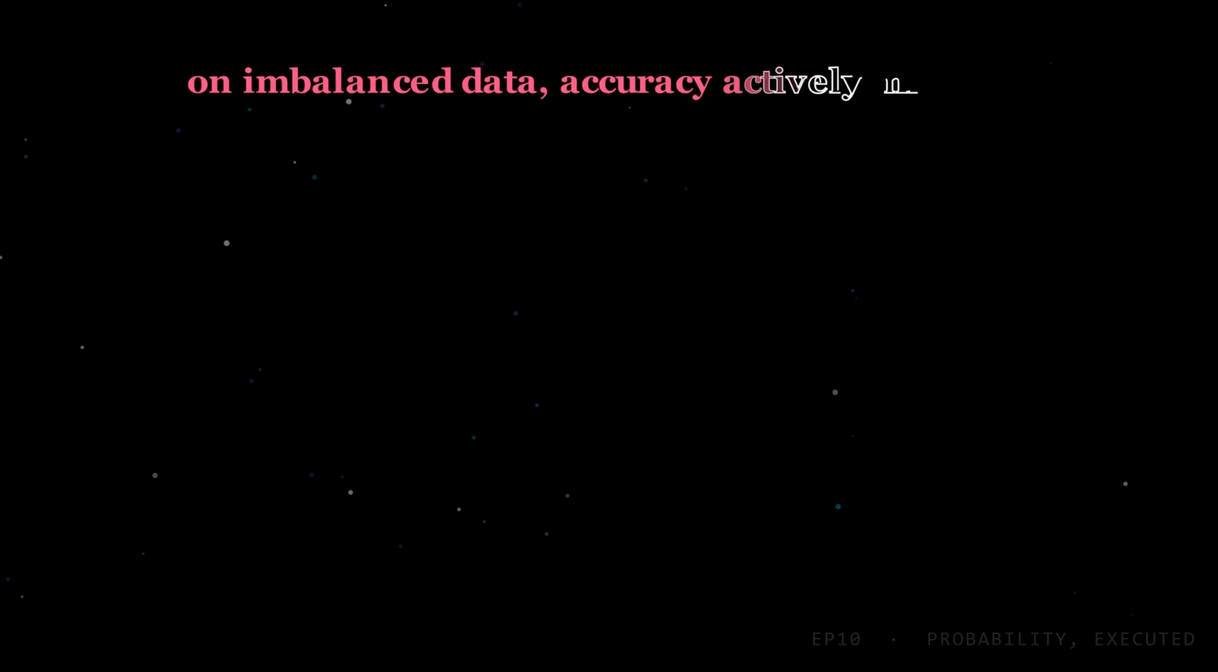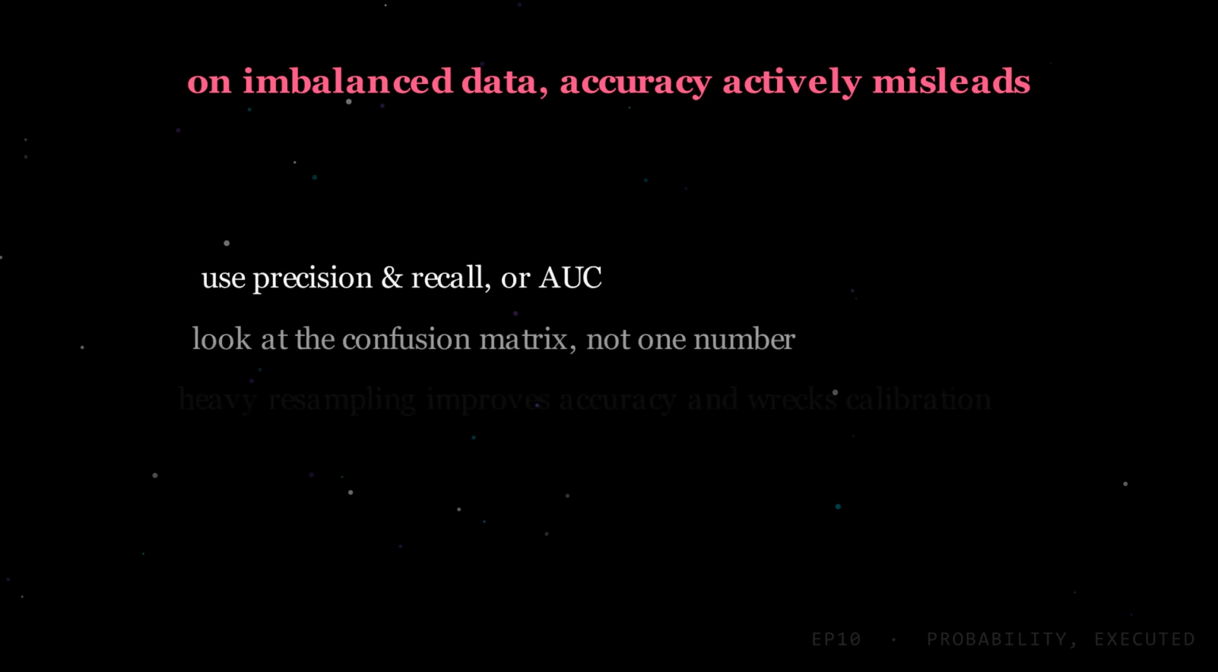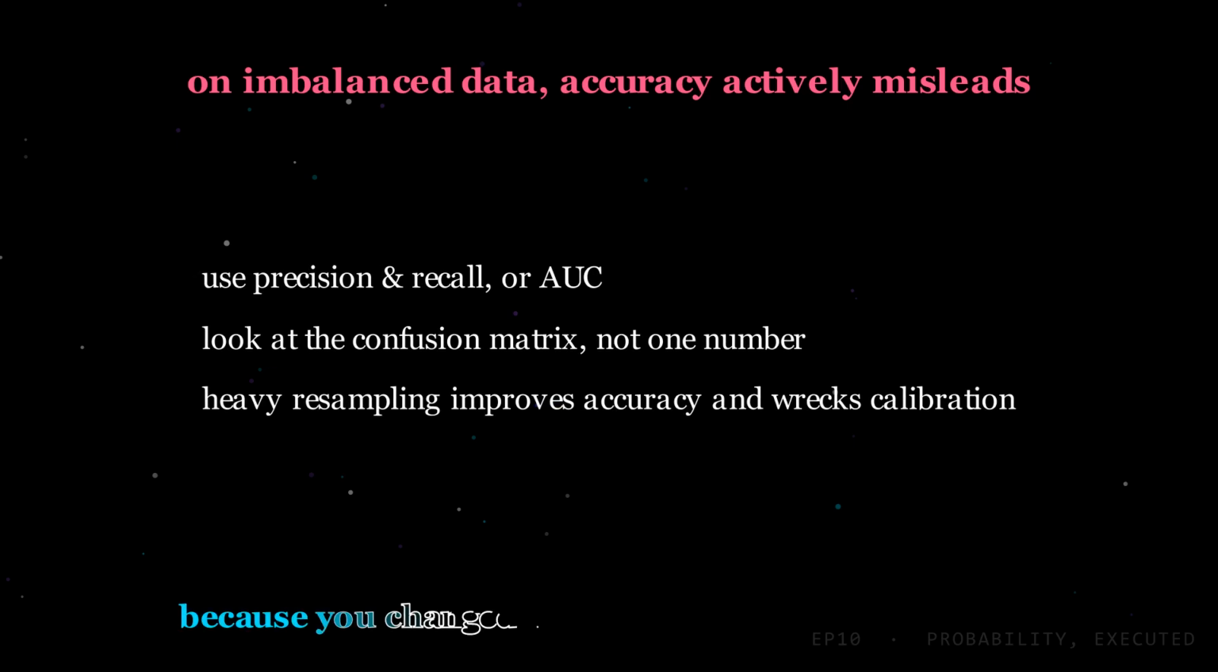The honest caveat, and it follows straight from episode 3. On imbalanced data, accuracy is actively misleading, as our return false model demonstrated. Use precision and recall, or the area under the ROC curve, and please look at the confusion matrix rather than a single number. And be aware that heavy resampling to balance your classes will improve your accuracy and destroy your calibration, because you've changed the base rate the model learned.